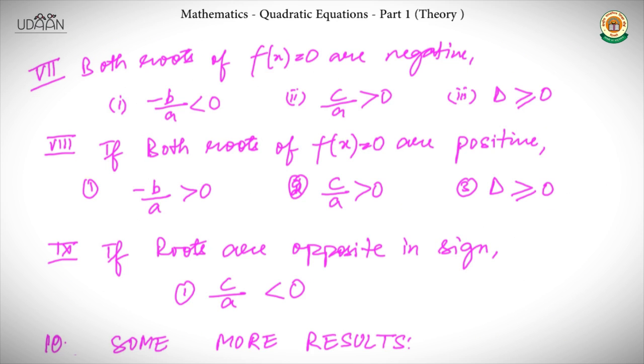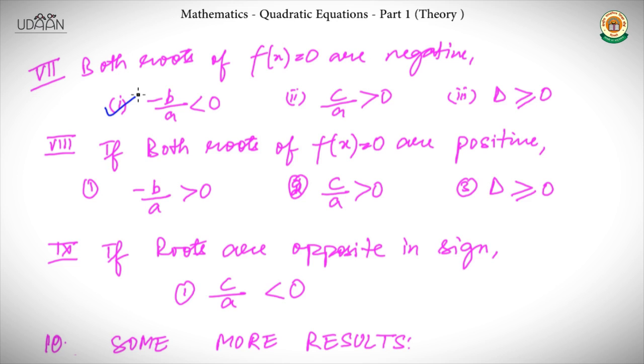Next, if both the roots of f of x is equal to 0 are to be negative, that is less than 0, then firstly minus b by a is less than 0. Secondly, the product of roots alpha and beta, that is c by a, is greater than 0, and thirdly, the discriminant has to be greater than or equal to 0, because the roots exist.